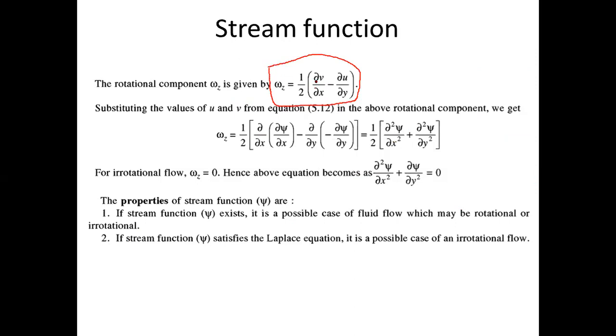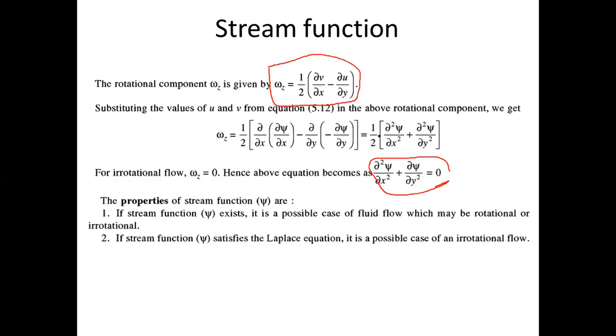So in this case, we will try to write angular velocity in terms of psi, the stream function. If I need to write angular velocity, what is the value of v in terms of psi? The value of v in terms of psi is del psi by del x, and the value of u in terms of psi is minus del psi by del y. Fine. So if you put the value of psi here in the expression of angular velocity, you will get this expression.